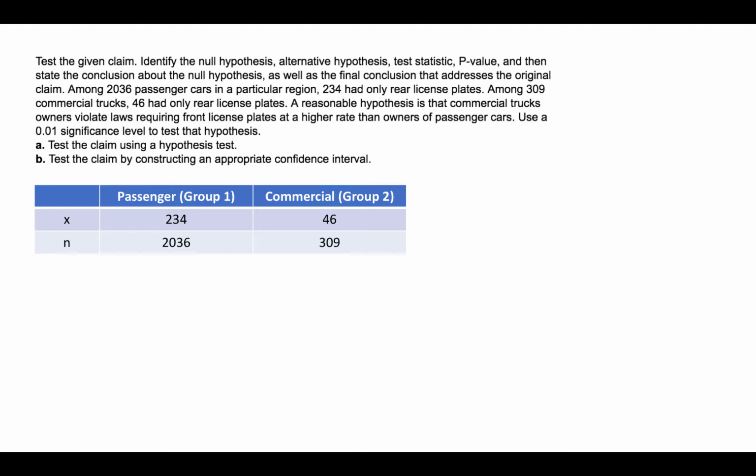We are given a number of successes out of a number of observations for the two groups, passenger cars and commercial vehicles. We will label the passenger cars as Group 1 and the commercial vehicles as Group 2. We will assume that all of the assumptions are met for using the normal distribution to approximate this hypothesized distribution. We are testing whether or not there is a difference between these two proportions, and specifically whether or not the population proportion for Group 2 is greater than that for Group 1.